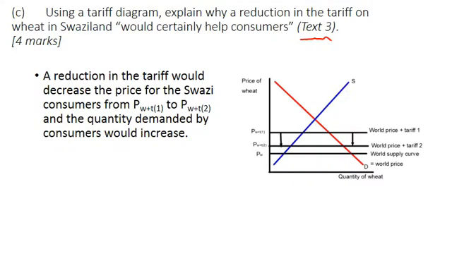The explanation: a reduction in the tariff would decrease the price for the Swazi consumers from PW plus T1 to PW plus T2, or however you've labeled it, as long as it's clear, and the quantity demanded by consumers would increase. So this is how it would help consumers, twofold. Prices decreased, but also the quantity that they consume has increased.